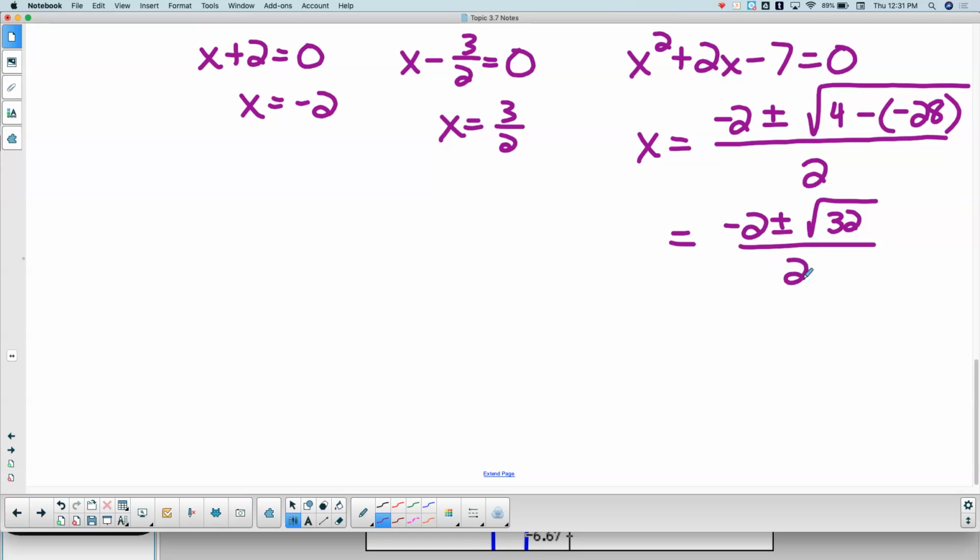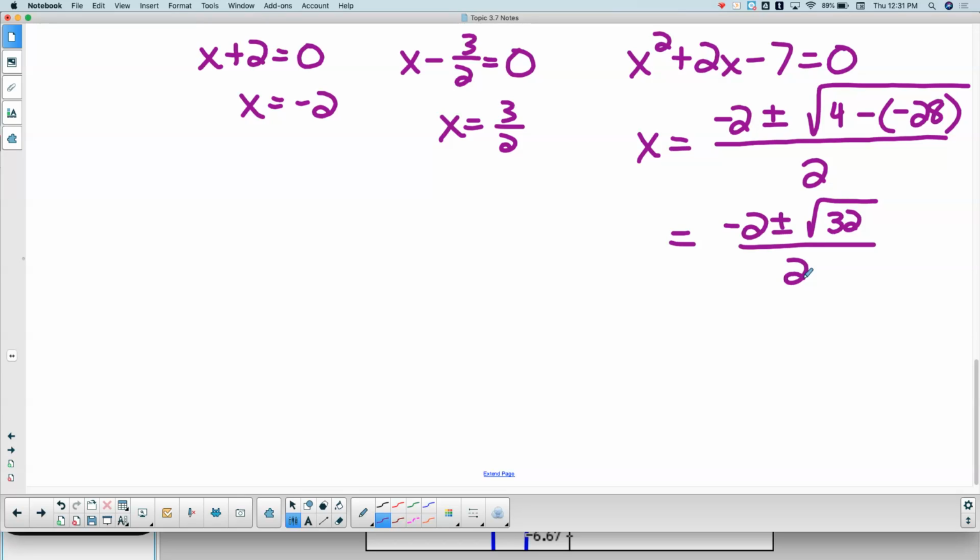Is the square root of 32 simplifiable? Yes. To what? Take the square root of 4 out, which would be 2. So it'd be -2 plus or minus 2. And the square root of, oh, actually, you can take more out, which is 8. Actually, you can take more out because there's a 16. That's too much. No, it's really not.